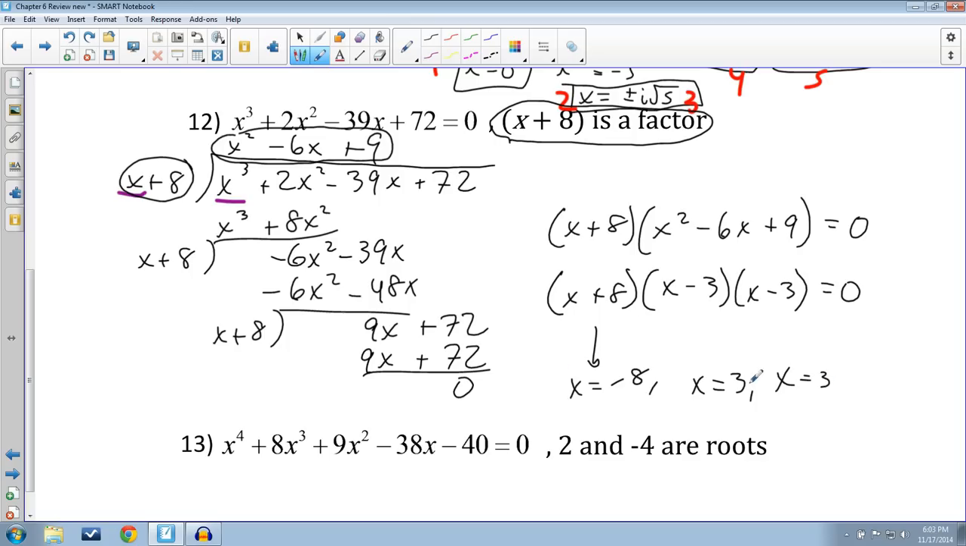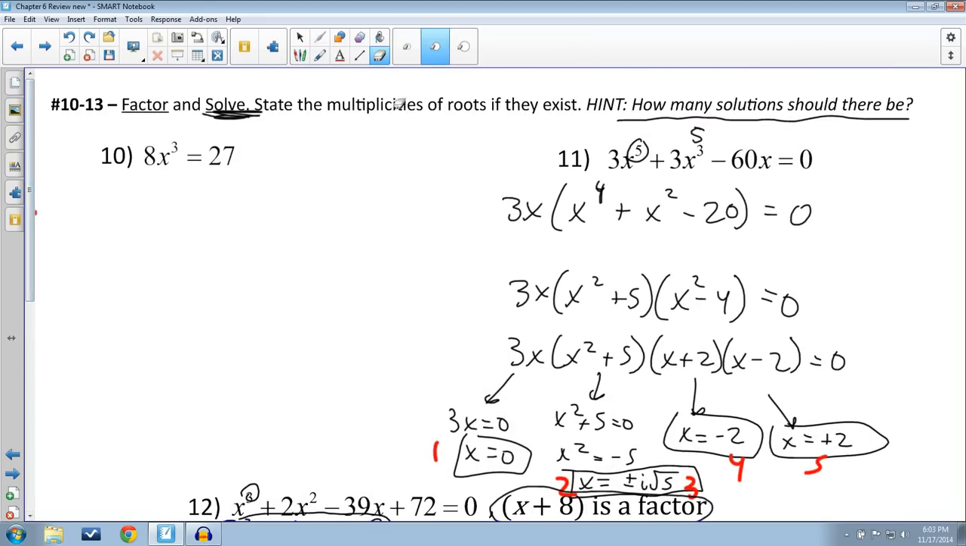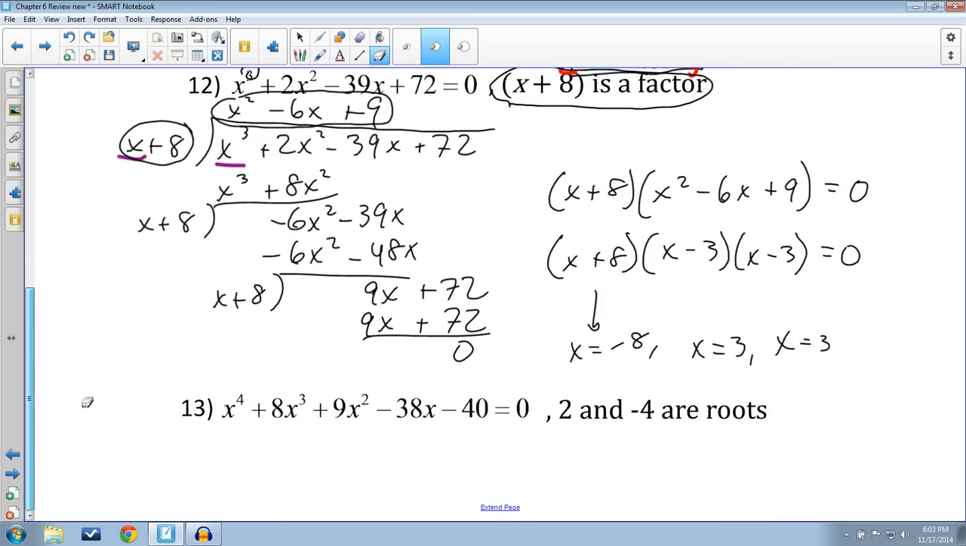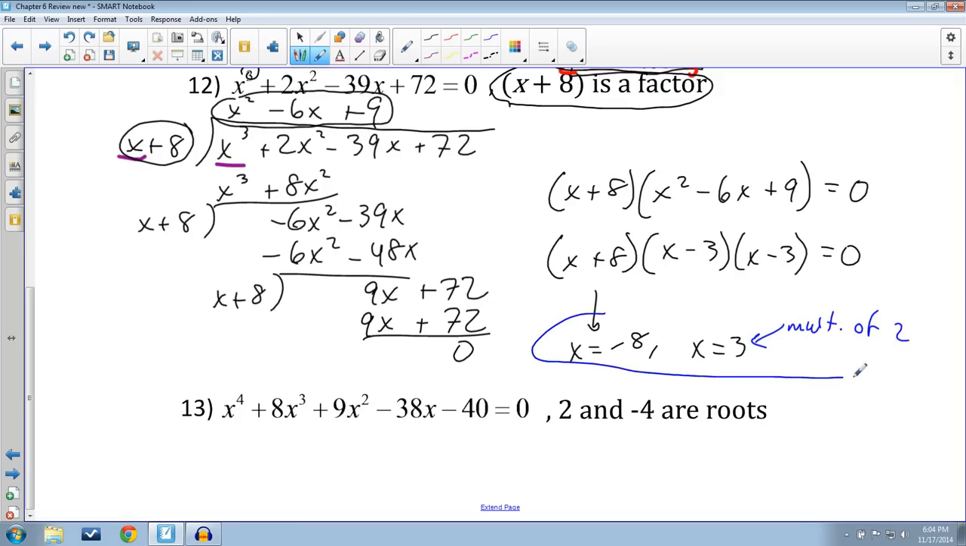Now, doesn't that look weird to write x equals 3 twice? Of course it does, but you have to make sure that you know how many answers there should be. We should have had 3. We got 3. What most people will do, especially because you're supposed to state the multiplicities of roots if they exist, is write x equals 3 once. Then you'd tell your grader, or whomever you're talking to, that x equals 3 has a multiplicity of 2. That's your final answer there.